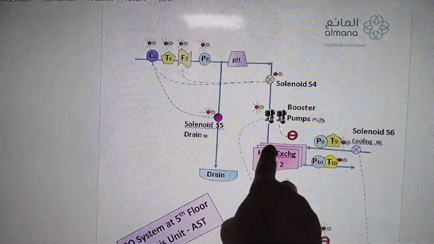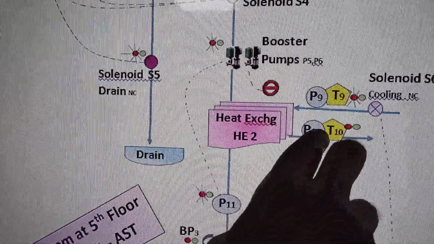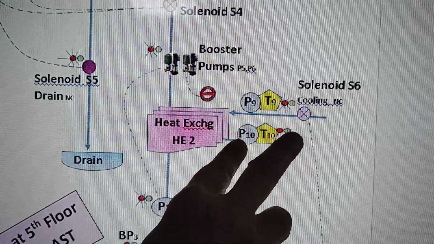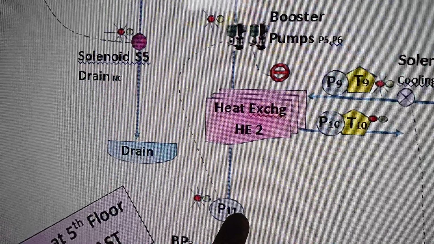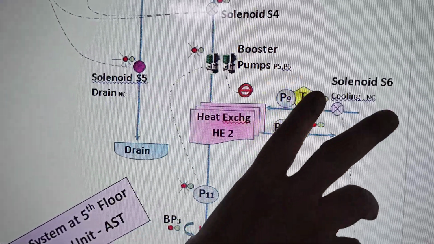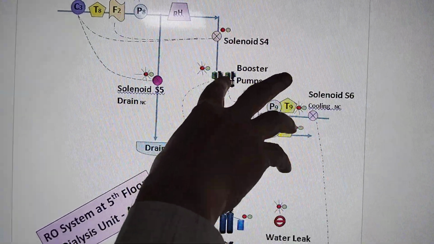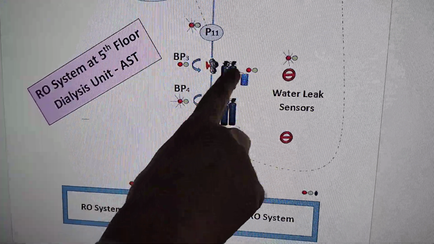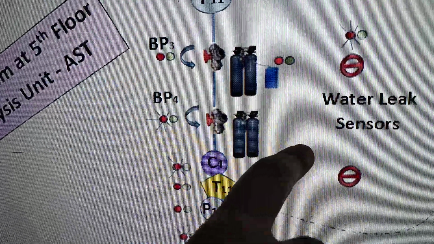And then the water passes through the heat exchanger, and here also it's monitored by a temperature, input and output temperature, and pressure for the chiller line. So here we monitor the pressure. Once the pressure is built up, the booster pumps should maintain the pressure, and if there is any leak, it will switch off the pumps once again. And then it passes through the softener, and then through the carbon filter.